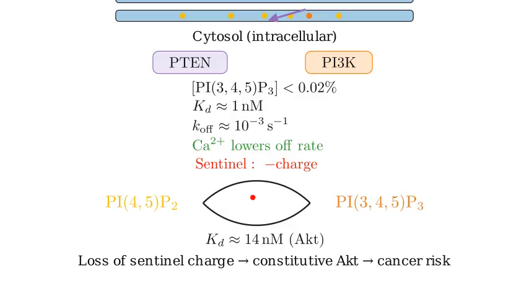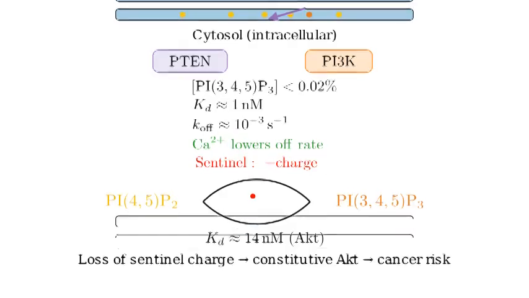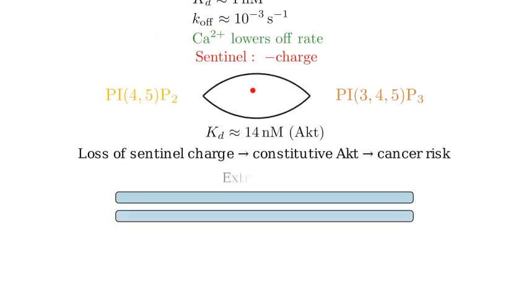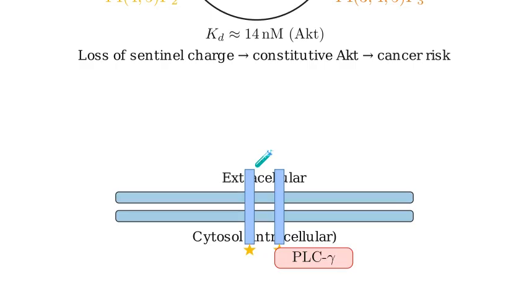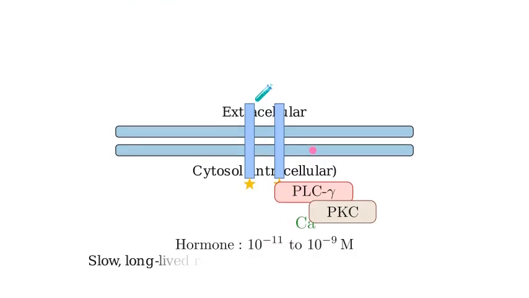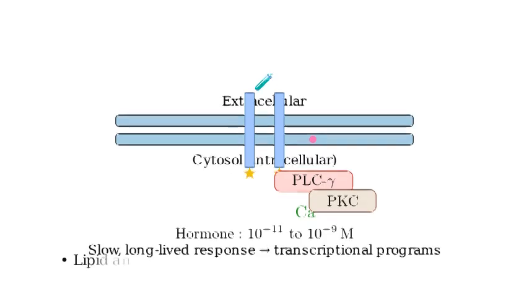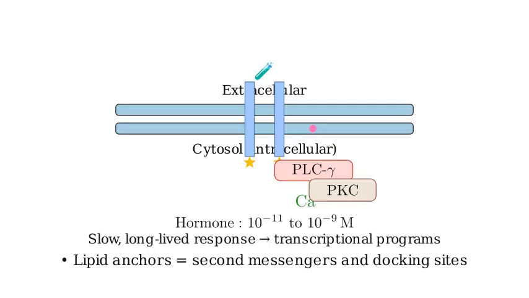Finally, receptor tyrosine kinases act as entry points and amplifiers. A pair of receptors dimerizes and phosphorylates tyrosines. These phosphotyrosines recruit scaffolds, and then PLC-gamma. PLC-gamma makes DAG and calcium, which anchor and activate PKC. Because of high affinity and complex cascades, responses can be triggered by very low hormone levels and last hours, reaching gene expression.